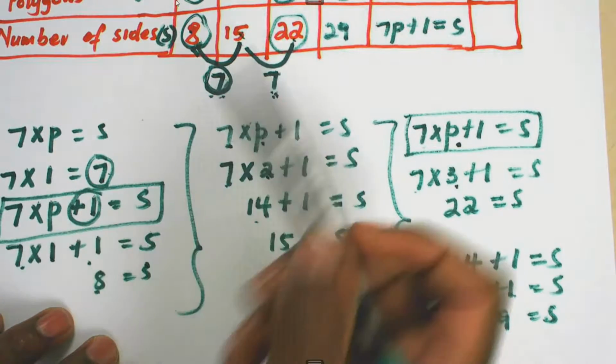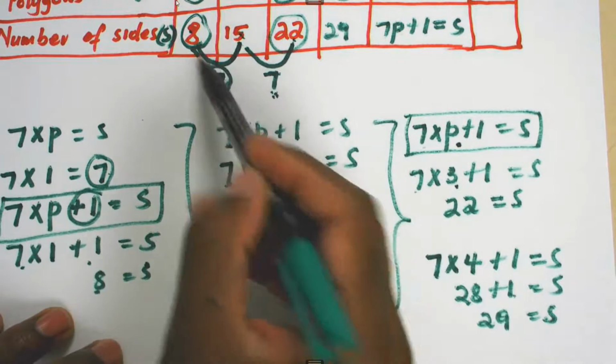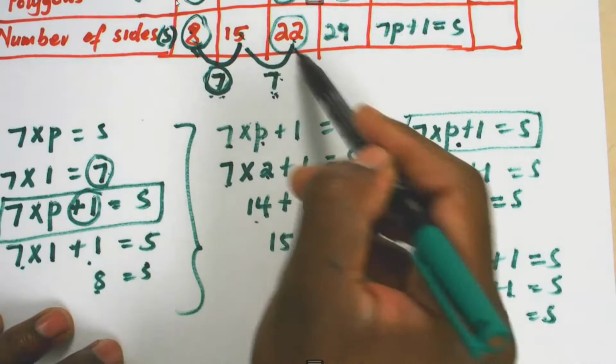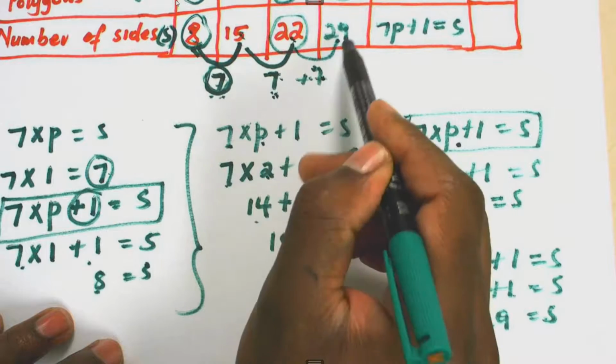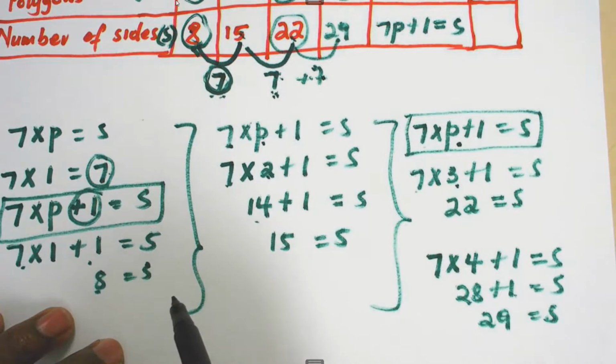And then let us check if it's correct again. We said they constantly add 7, add 7. So if we want to know the second one, we'll just say plus 7. 22 plus 7, yes, indeed it gives us 29.